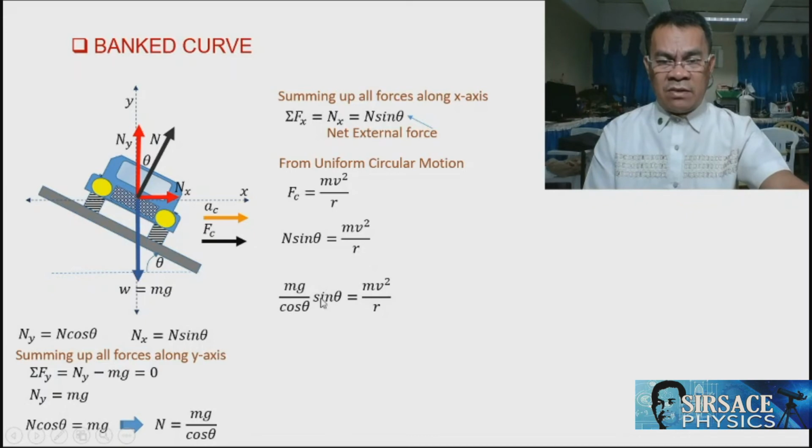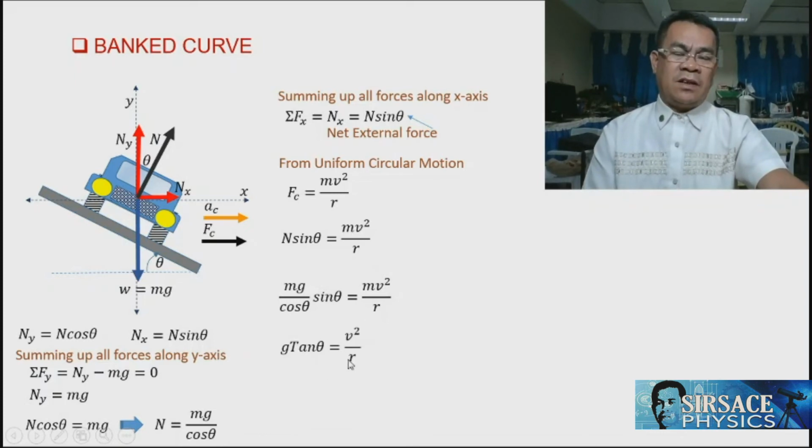Then, what is sine over cosine? In the fundamental identity, sine over cosine is tangent. In trigonometry, this is tangent of theta. So therefore, since mass already cancelled, what we have now is g tangent theta is equal to v squared over r. Actually, this is now the relation that we are looking for.